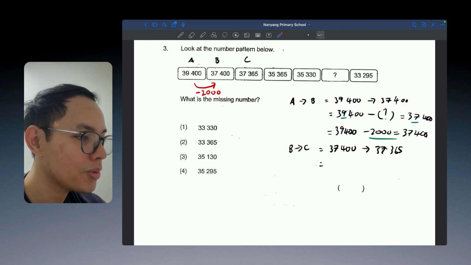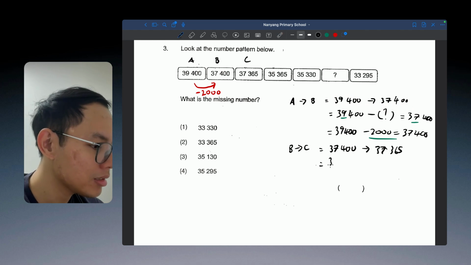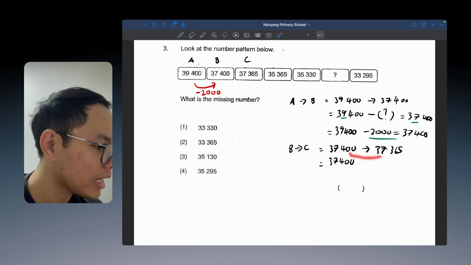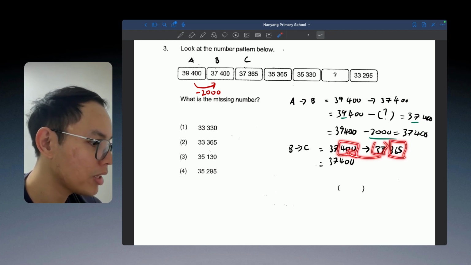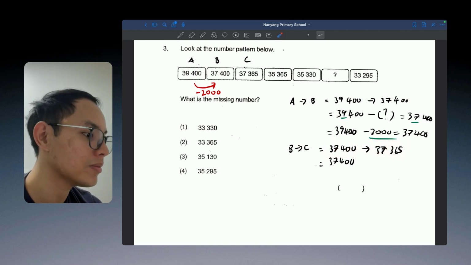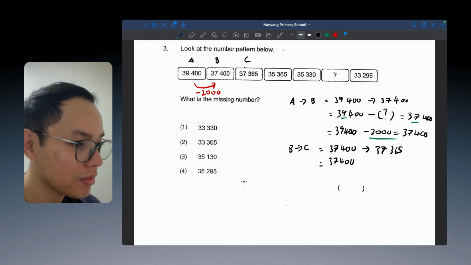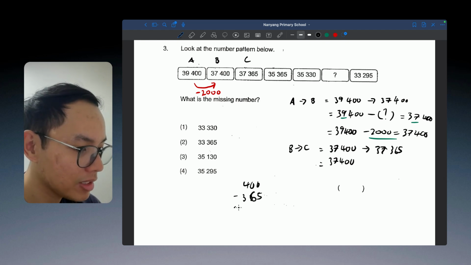So if you know what is the missing link, right? So essentially, if you don't know what this is, you can just reverse, right? Okay, how do I get this, right? How do I get 365 to 400, right? Because both thousands place is 37,000. So essentially what we can do is we can just minus. So 400 minus 365, what is it, right? So you can write down also, right? 400 minus 365, right?